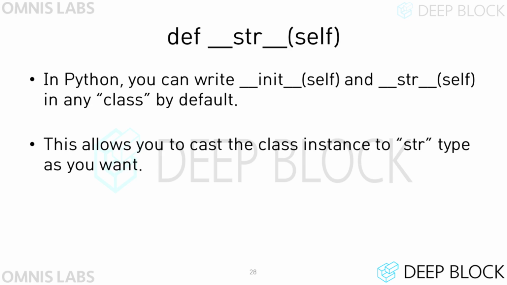In Python, you can create a method called stringSelf in any class, just like an initializer. The stringSelf method is a function that returns a string value of a class instance. If you define this function, you can print the class or cast it to a string.